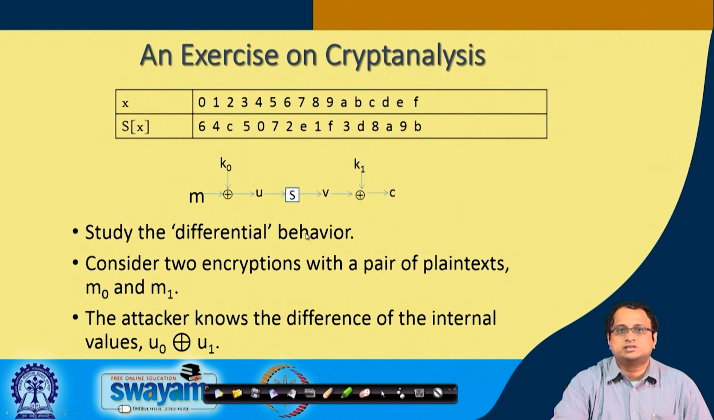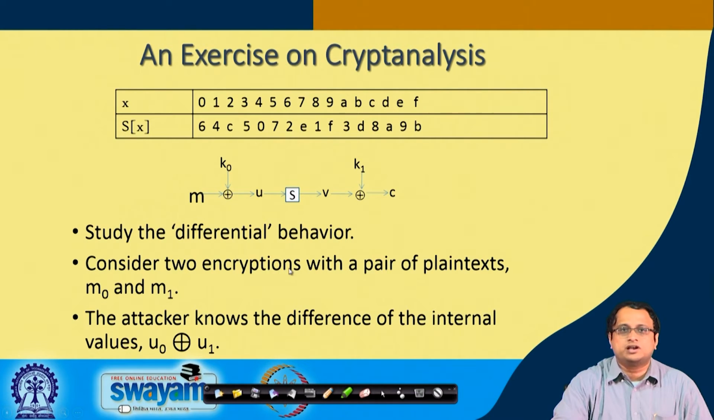Okay. So, you can see that if I study the differential behavior, then we can do an interesting attack rather than guessing all the possible values of K0 and K1. You can observe that K0 is 4 bits of information, and K1 is also 4 bits of information. So, a brute force search would require 2 to the power of 4 into 2 to the power of 4, that means 2 to the power of 8 possible guesses. We can do better than that, as I will show in these slides.